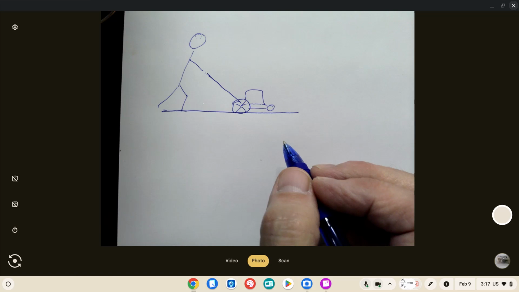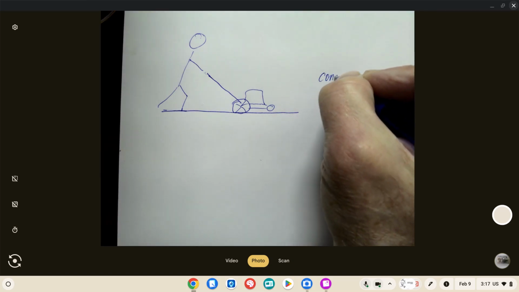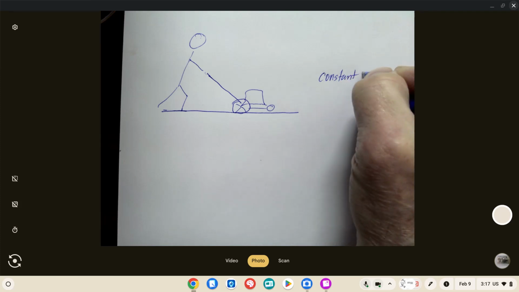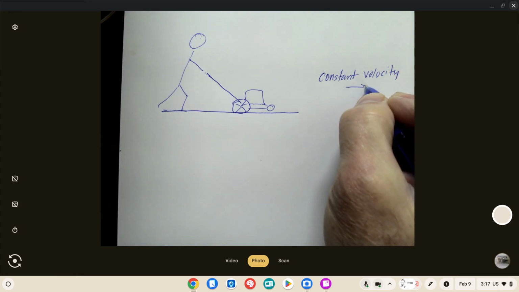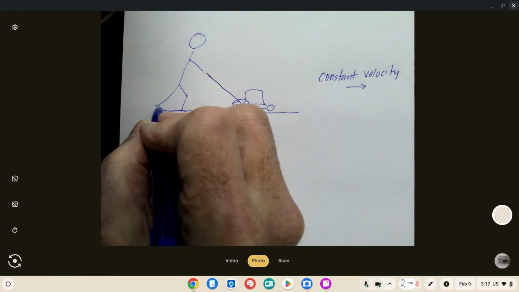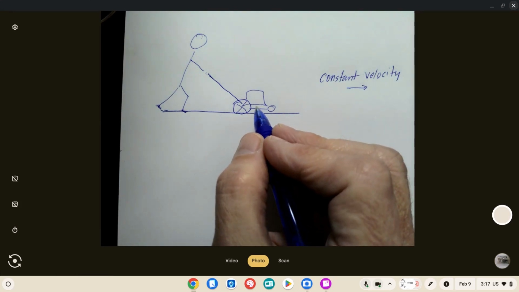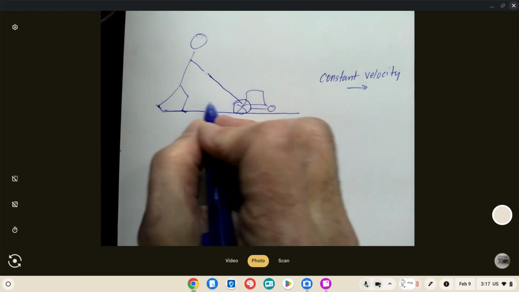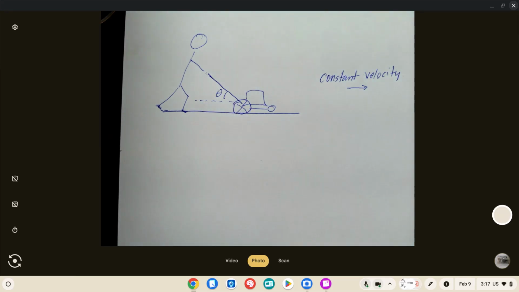I'm going to have this lawnmower, let's say they're just moving at a nice constant speed, constant velocity, to the right. Constant velocity this way. They're not pulling on it, in other words. Whoops, drew their foot backwards in there. Okay. If I want a free body diagram of the lawnmower, I need to label this angle here of the handle. I'll give it theta.